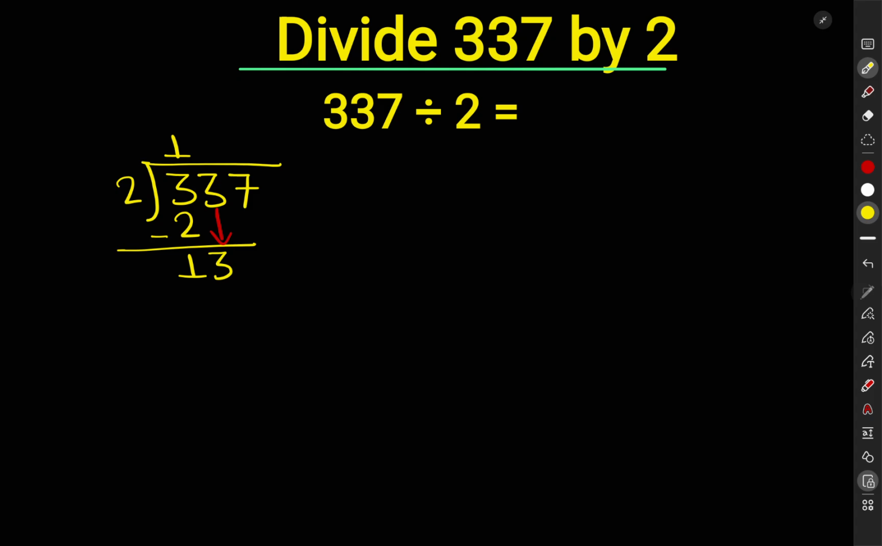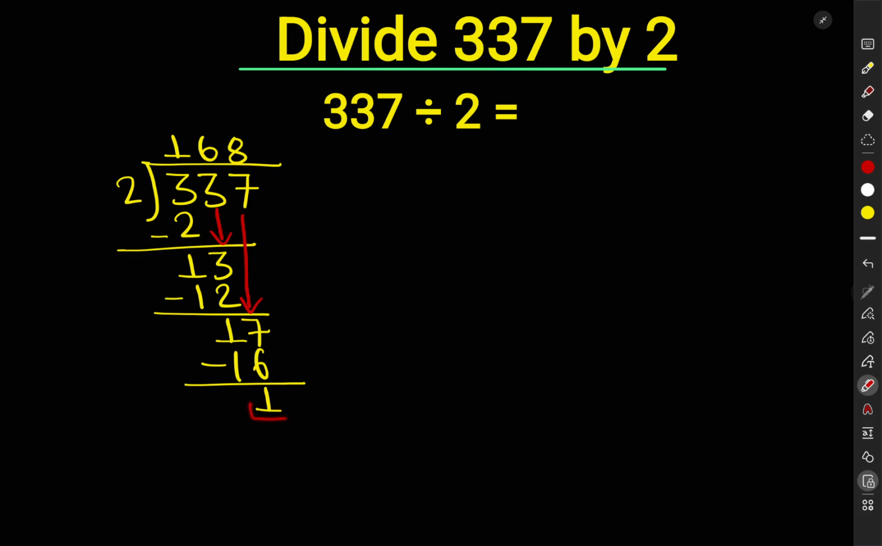So it became 13 and 2 times 6 means 12. On subtracting we get 1. So again this 1 is less than 2 and we put down the number beside this 7. So it became 17 and 2 times 8 means 16. On subtracting we get 1.